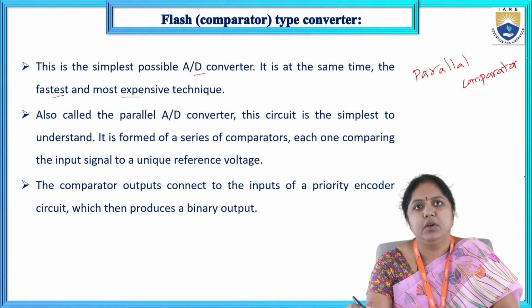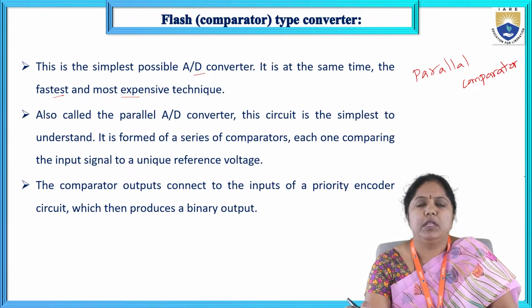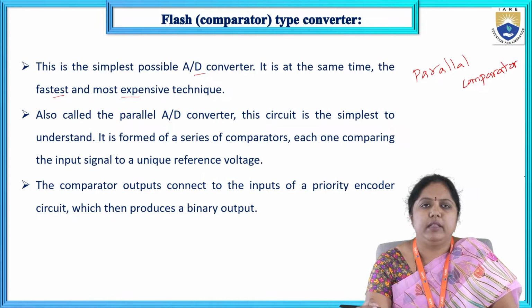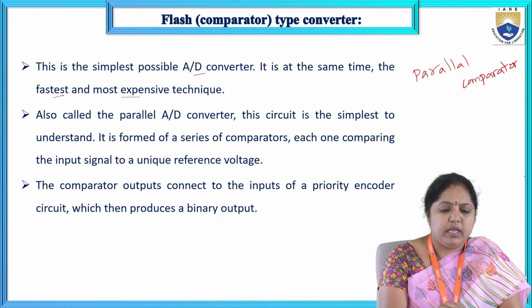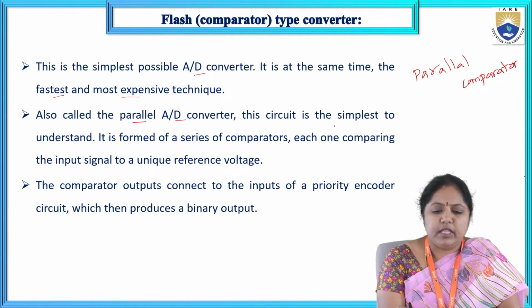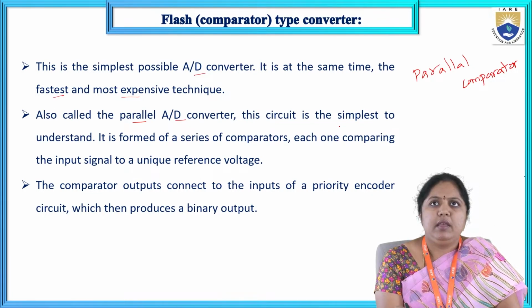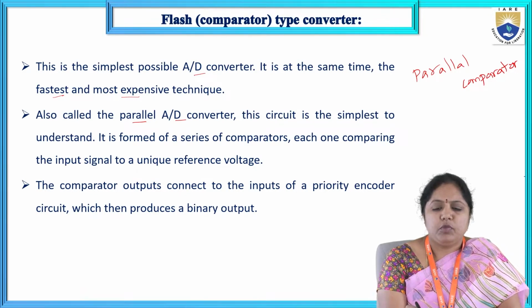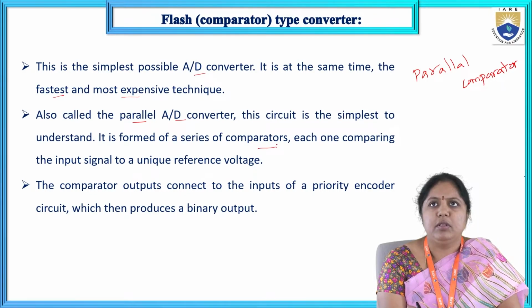While seeing the circuit, you can understand why we include the word comparator, and why we call this a parallel type of A to D converter, or parallel type of comparator converter. So this circuit is a simple circuit. Simply, here we are using many comparator circuits.